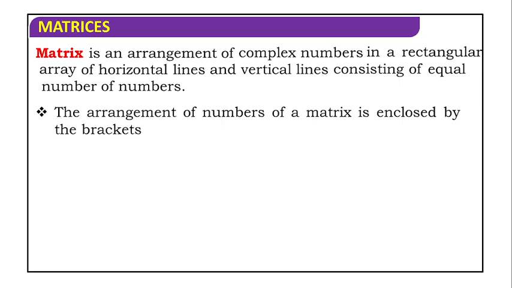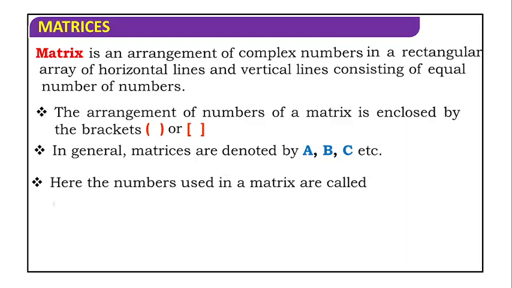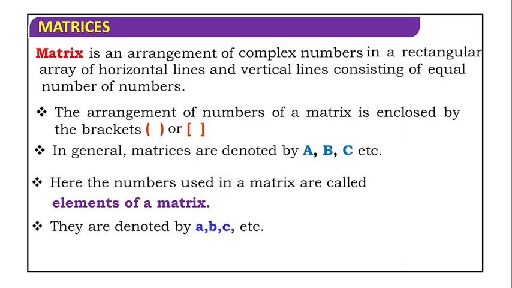Here, the arrangement of numbers, or the elements of a matrix, is enclosed by brackets, like an open bracket or square bracket. In general, matrices are denoted by capital letters like A, B, C, etc. Whatever numbers are written inside the matrix are called elements of the matrix. Elements are denoted by small letters.